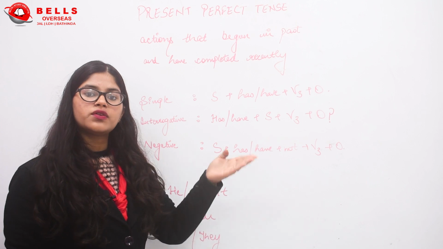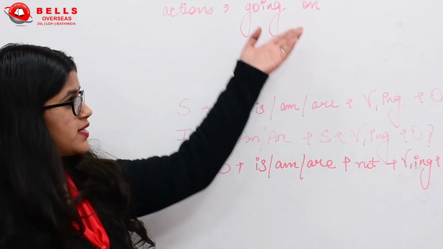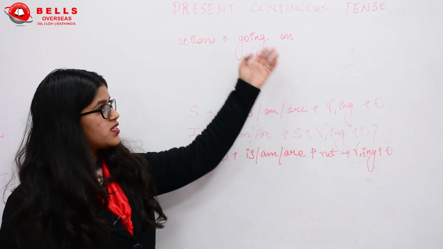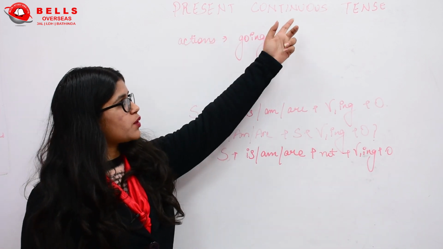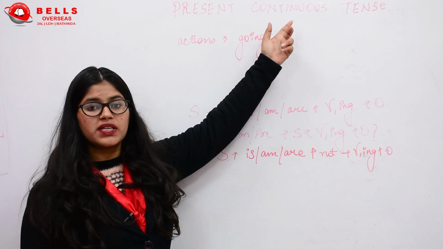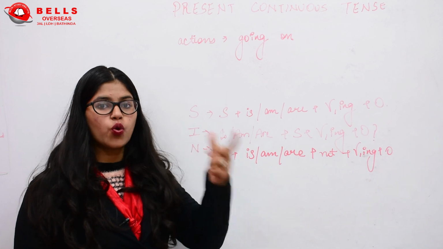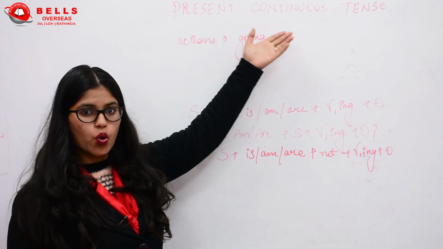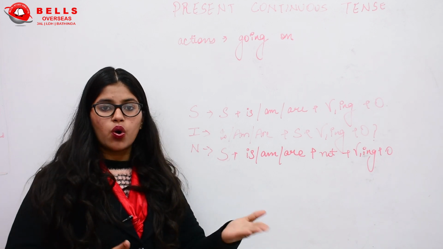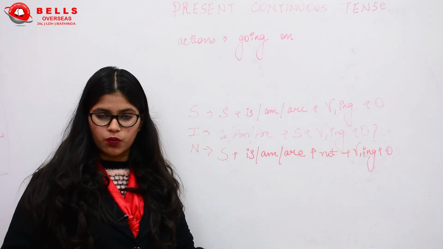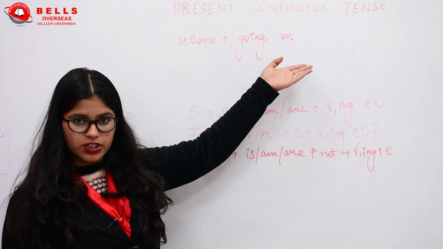Now we'll move further to the next type, that is present continuous tense. So this is our next type of present tense, present continuous tense. As it is very clear from the word continuous, it means continuing. That means those actions that are going on, we use present continuous tense. For example, I am teaching. You all are watching a YouTube video. You are studying. Here we use present continuous tense.